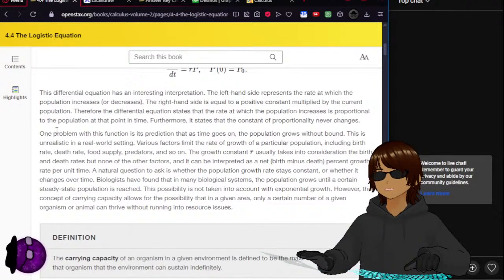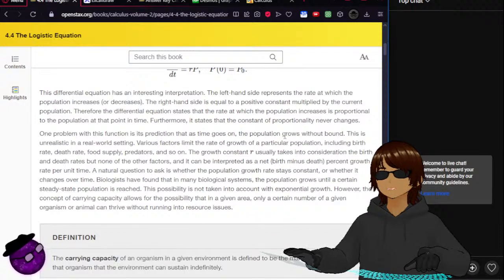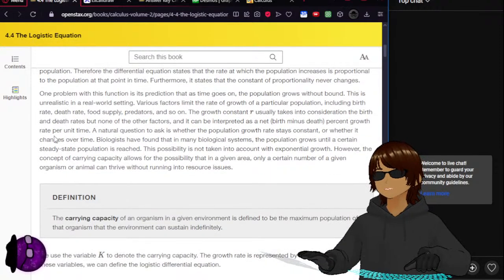Okay, anyways. One problem with this function is its prediction that as time goes on, the population grows without bound. This is unrealistic in a real world setting. Various factors limit the rate of growth of a particular population. The growth constant r usually takes into consideration the birth and death rates, but none of the other factors. And it can be interpreted as a net percentage growth rate per unit time.